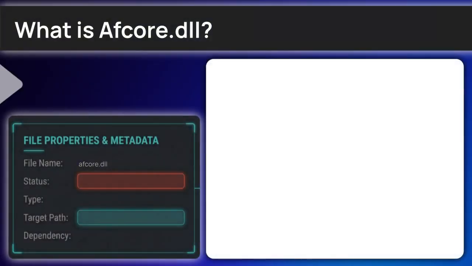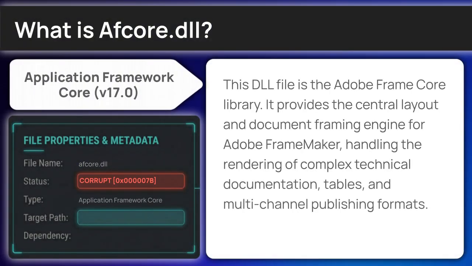This DLL file is the Adobe Frame Core library. It provides the central layout and document framing engine for Adobe FrameMaker, handling the rendering of complex technical documentation, tables, and multi-channel publishing formats. With that background out of the way, here is how we actually restore the missing component.